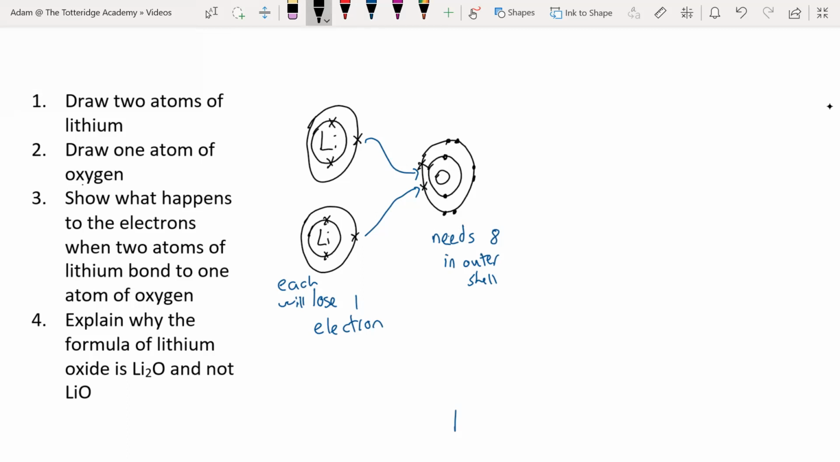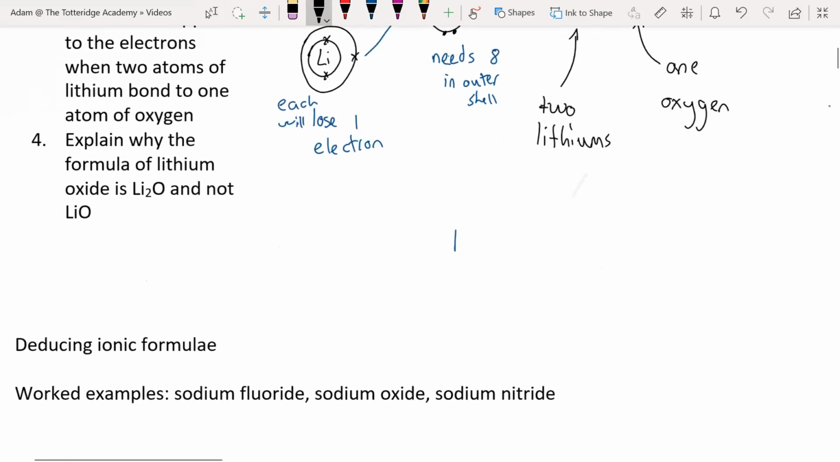Happy days. So the formula here is Li2O, which means it's got 2 lithiums and 1 oxygen. Let's move on.